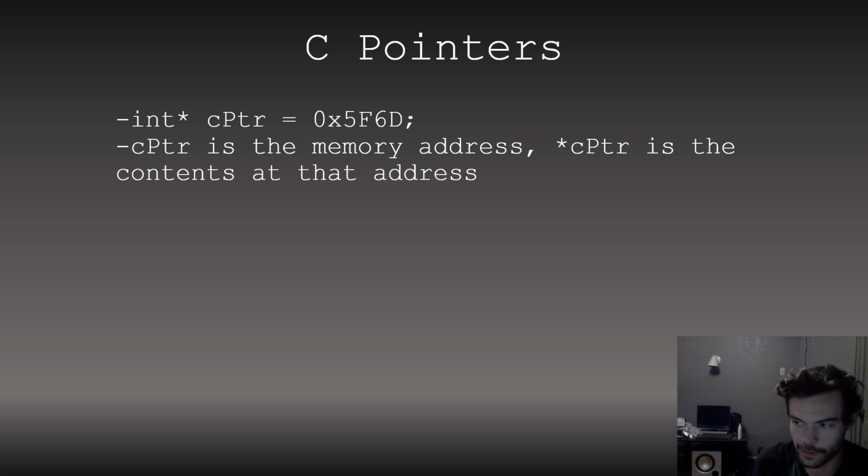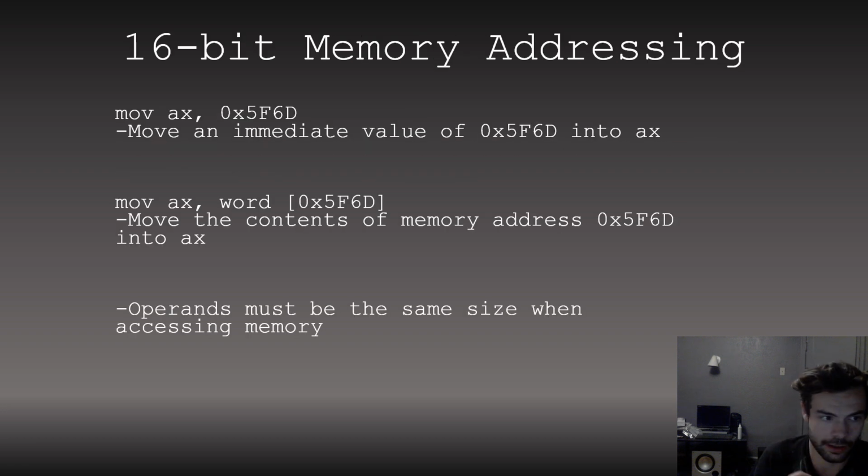Anyways, memory addressing. Let's look at C pointers. If you're using C, you have int star cPointer, asterisk, whatever. cPointer is the memory address, and then asterisk cPointer is the contents of that address. So everybody should have that down. In assembly notation, it's a little different, but it's actually pretty easy.